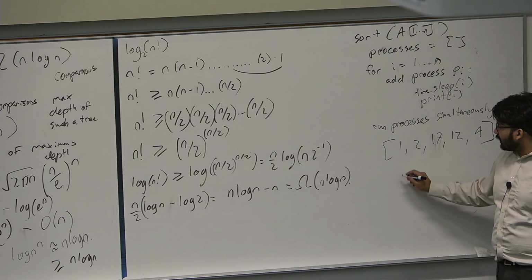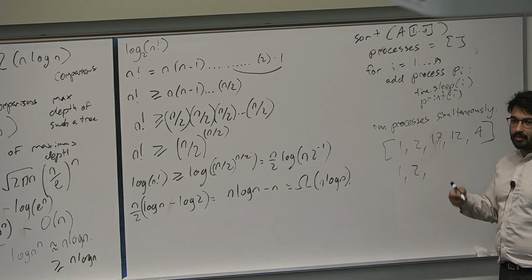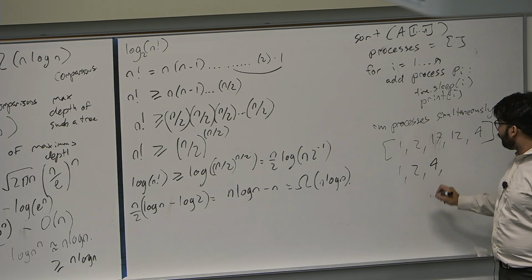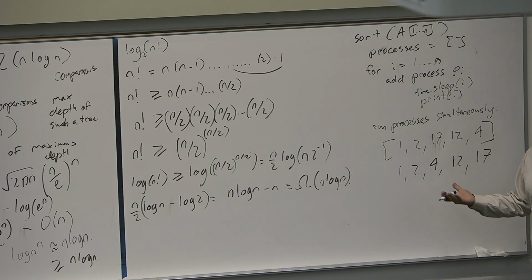So if you wait 1 second, you'll see a 1. You wait 2 seconds, you'll see a 2. 3 seconds, nothing will happen. 4 seconds will print 4. 5 seconds will pass. 6 seconds will pass. 12 seconds will pass, 12 will print, and then 17 will print. So the runtime of this algorithm in seconds is actually the max element of the array. Is it linear time?